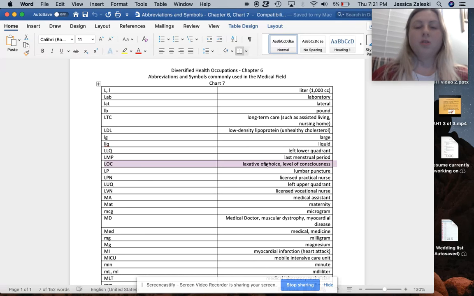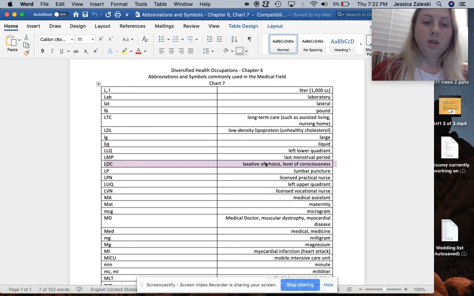Level of consciousness. So are they alert to painful stimuli, right? Do you have to pinch them or sternal rub them in order to get a response from them? Are they alert to verbal stimuli where you can talk to them and then they open their eyes and look at you? Or are they just alert? Are they up, looking around, and alert?